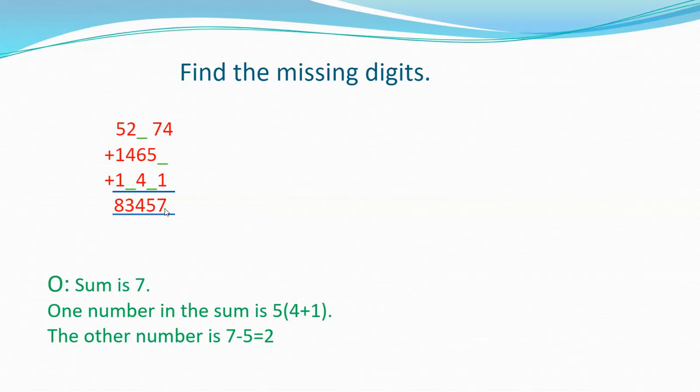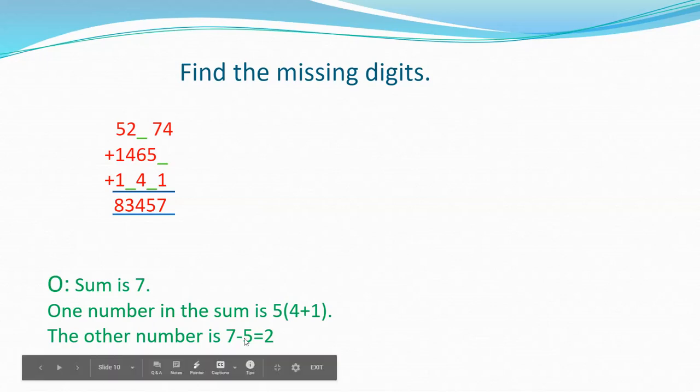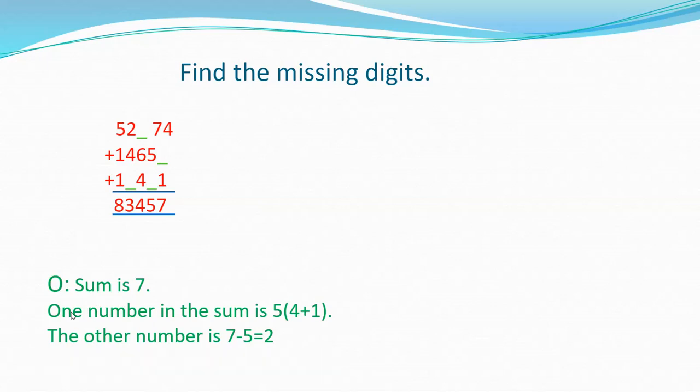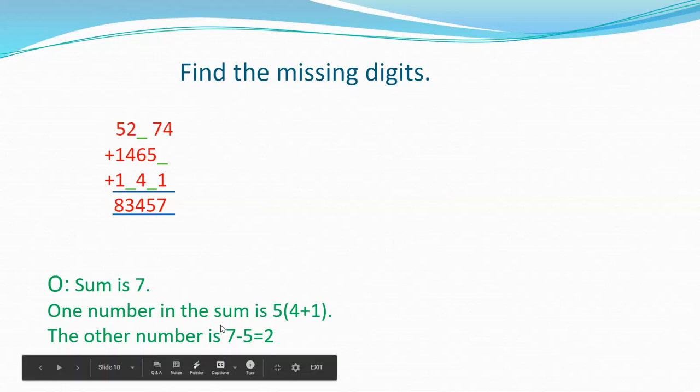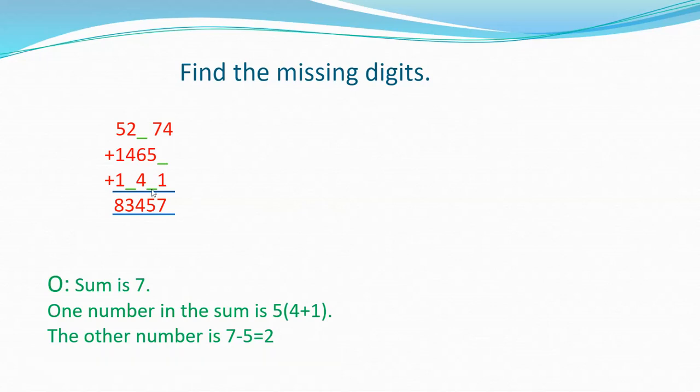But the sum is 7. So what digit will come here? 7 minus 5 equals 2. So let's study. Sum is 7. One number in the sum is 4 plus 1, 5. The other number will be 7 minus 5 equals 2. So what will come here? 2. Next blank in the tens.